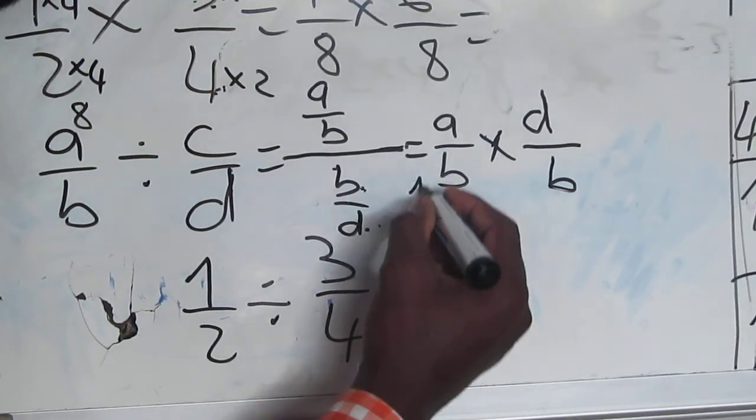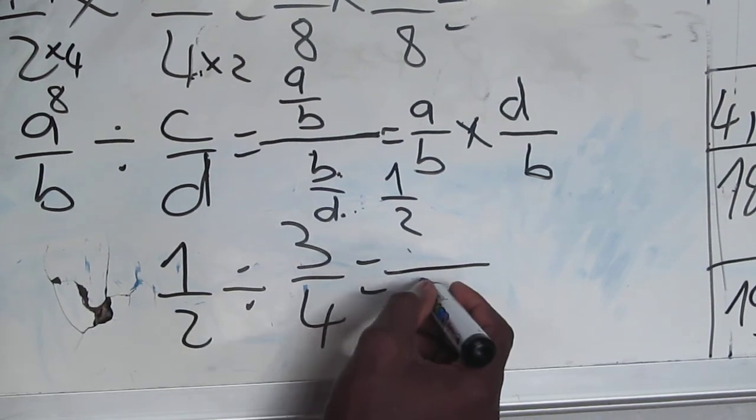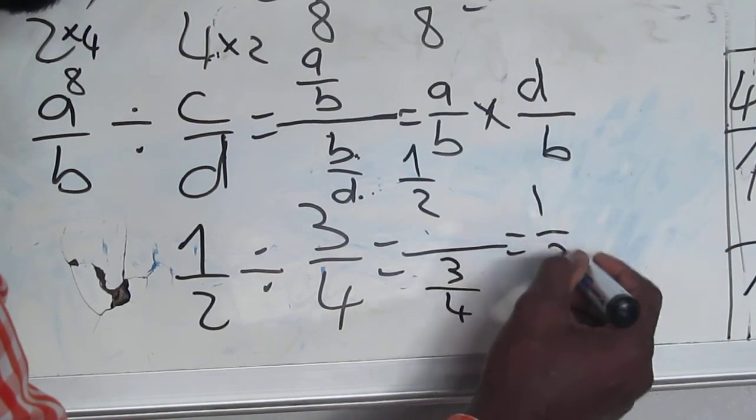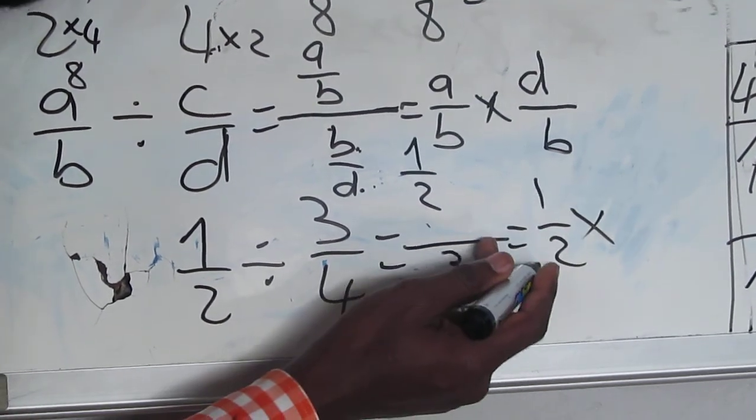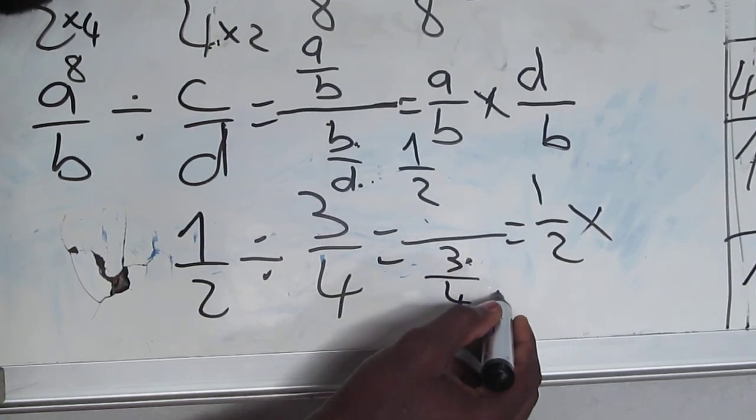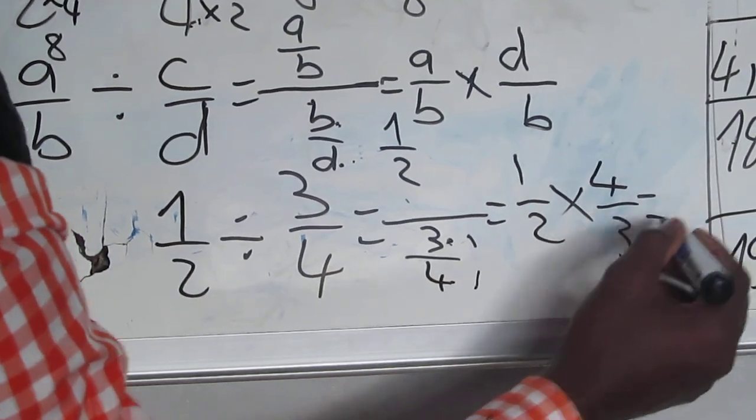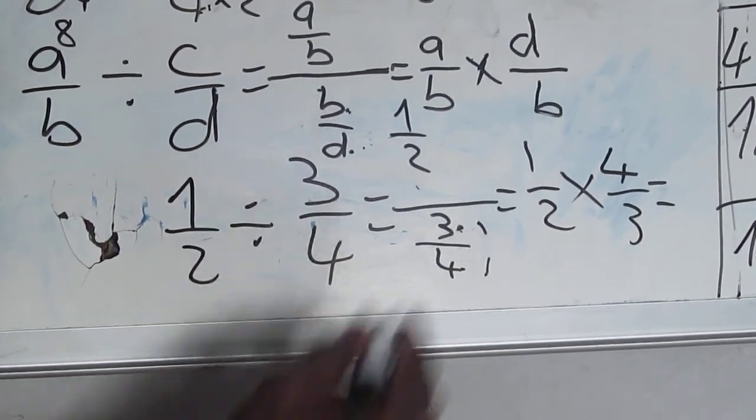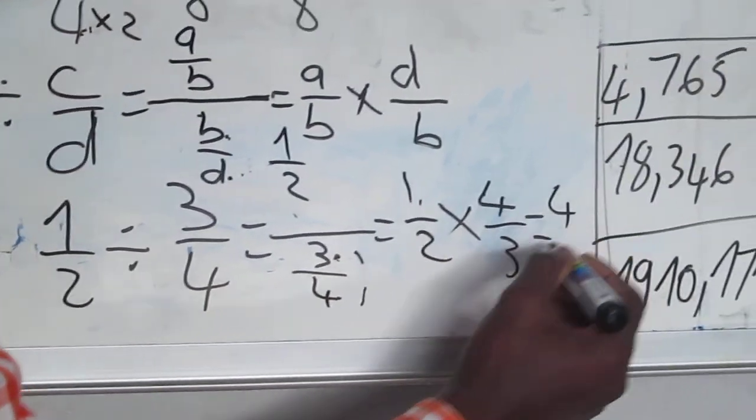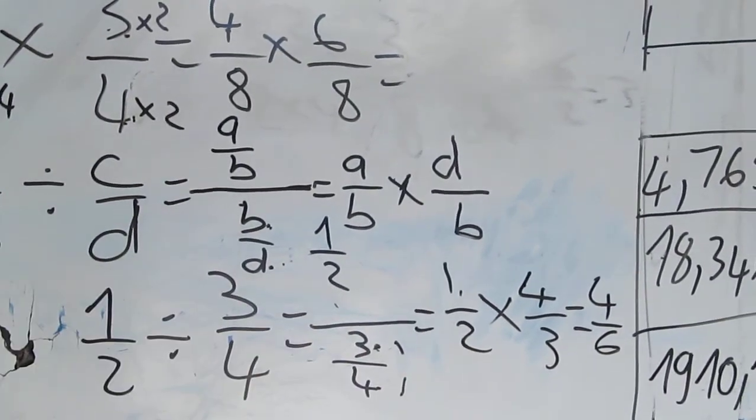So here, 1 over 2, and the line, this is the division, over 3 over 4, equal to half. Then I remove this one when I put the multiplication. So this one here will become a denominator, this one will become a numerator. So 4 over 3. Then 1 times 4 is 4, over 2 times 3 is 6. This is how you solve the division.